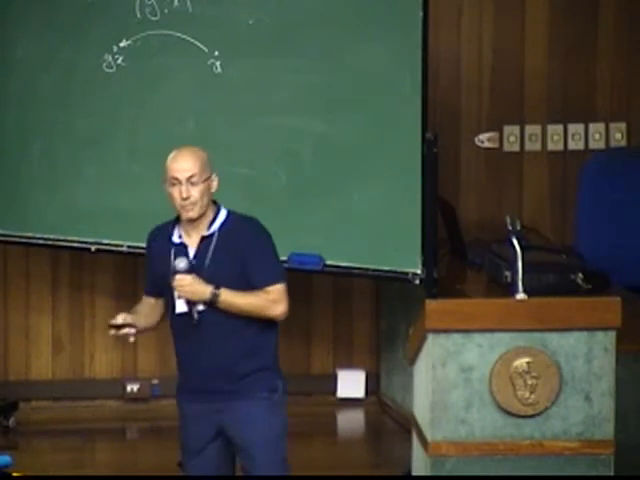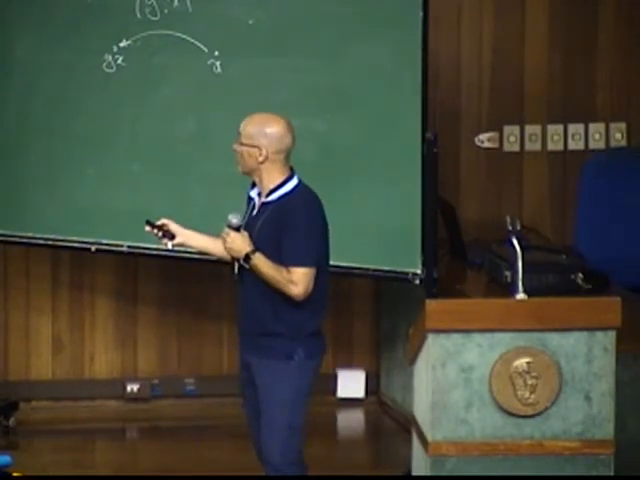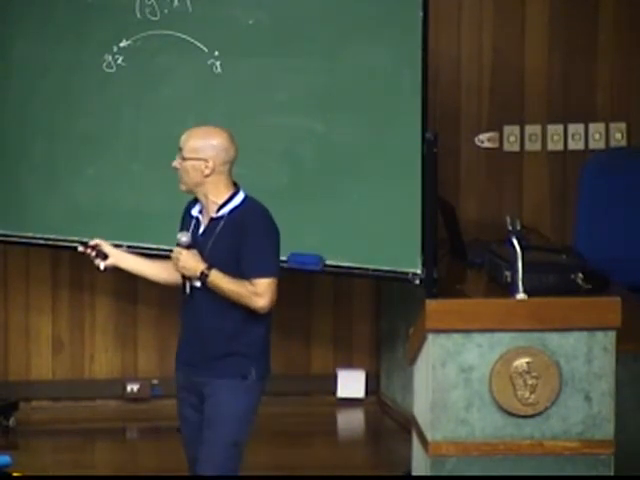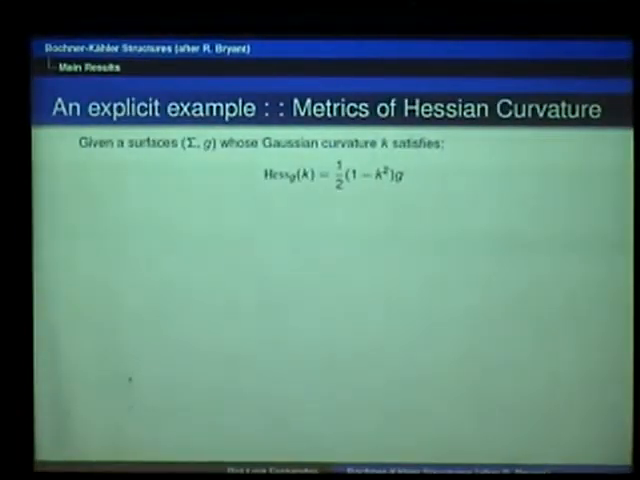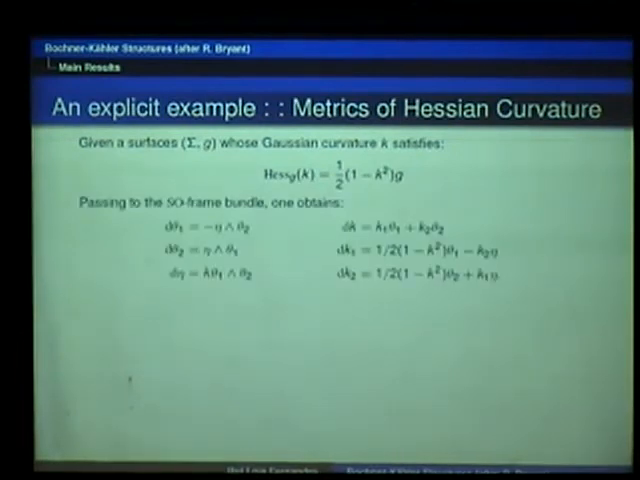So let's look at it. So here, remember, the original problem for metrics of Hessian type is you have a surface and you have a metric whose Gaussian curvature satisfies this equation. And so making the differential analysis, the structure equations that you get are these. So K1 and K2 are the principal curvatures. And I'm using the same notation. So theta is the tautological one form, eta is the connection one form. And so here the curvature appears there.